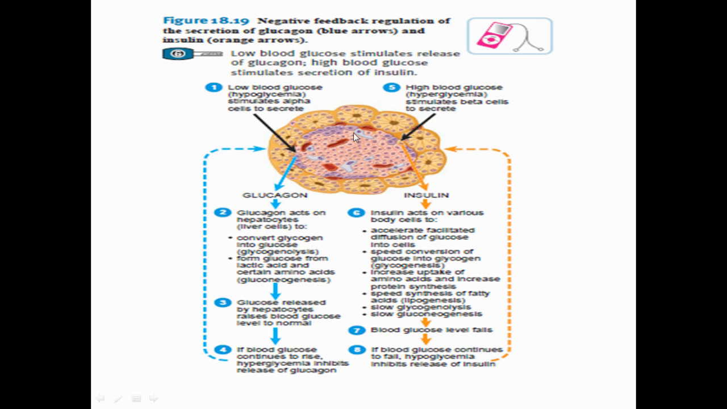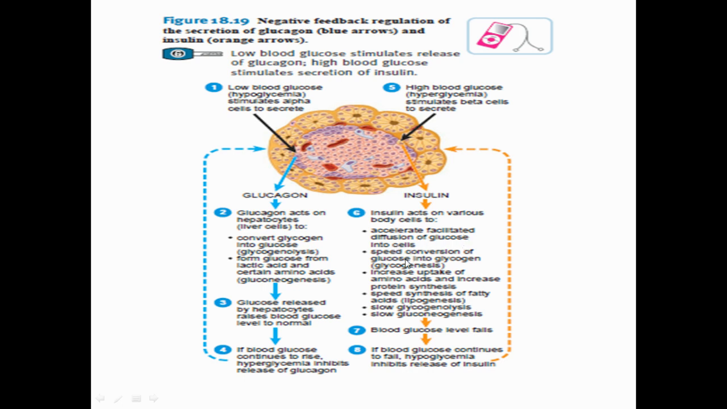Insulin has an antagonistic action on glucagon. So what does it do? Insulin will be secreted and act upon the various body cells. It will remove glucose from the blood. It will stimulate the cells to absorb more and more glucose, so glucose will be transported into the cells. Number one, it will accelerate, or increase, the diffusion of glucose into the cells.